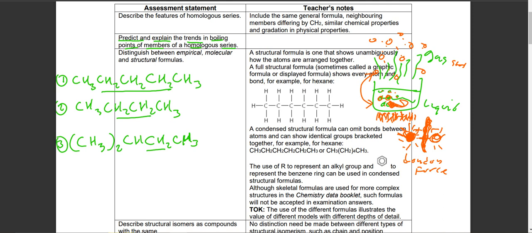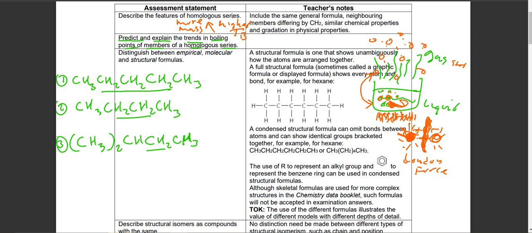Hence, you will need more energy to break the interaction among the molecules, and the boiling point will be higher. So number one for boiling point: the more weight or the more mass, the higher the boiling point, or boiling temperature, TB. That's because of London dispersion force.